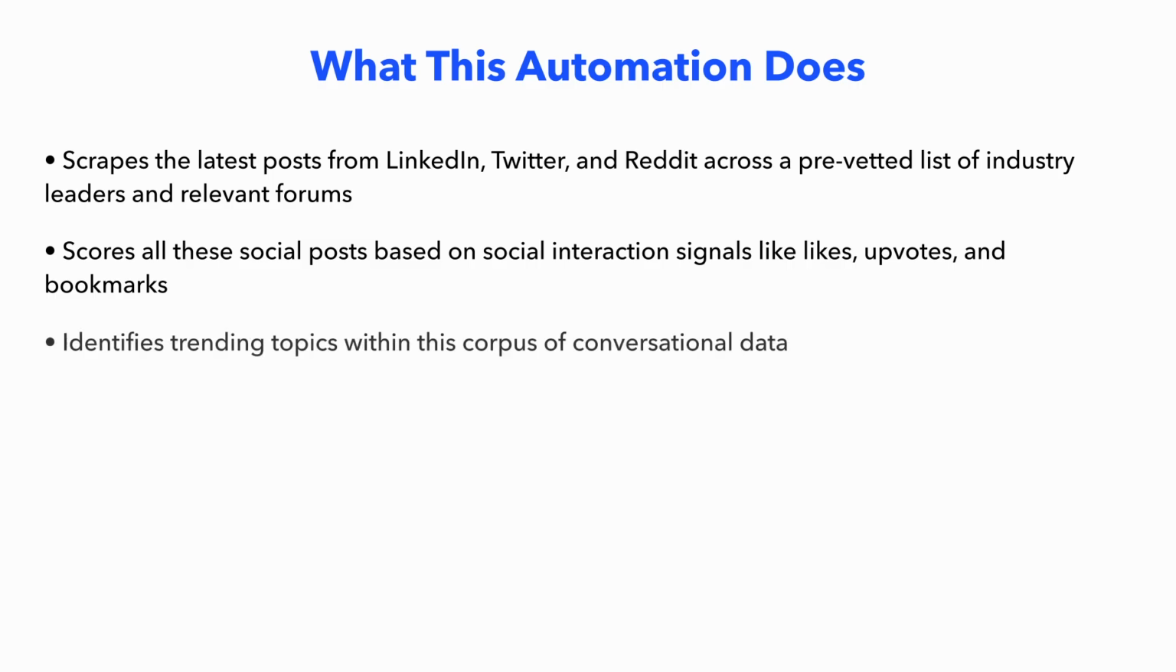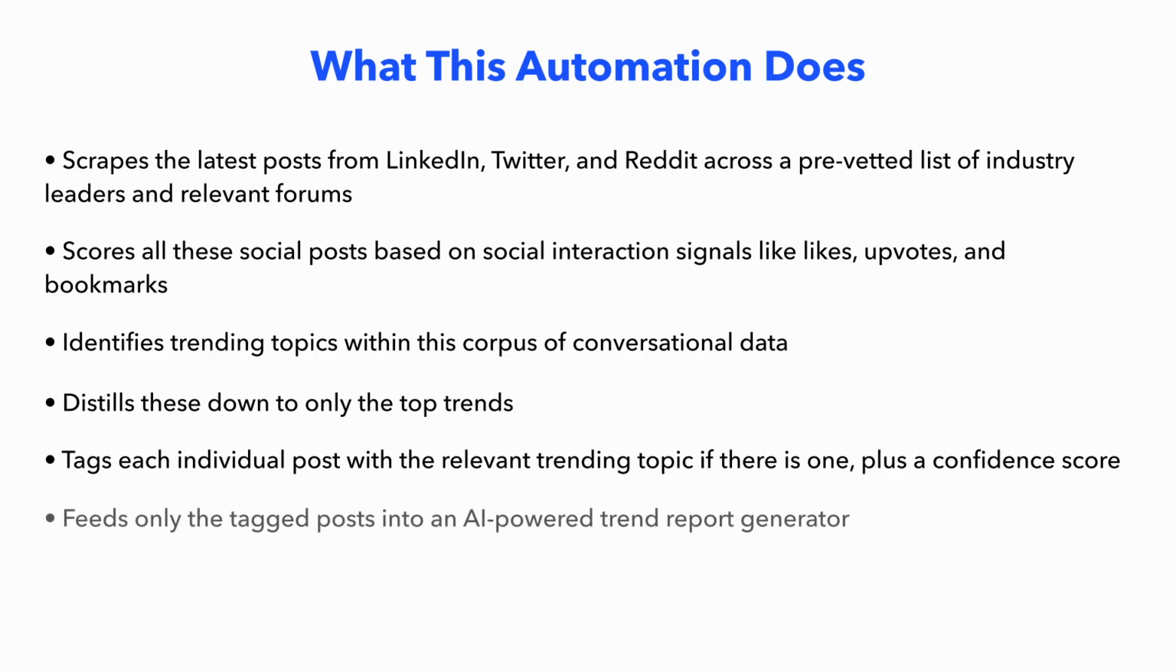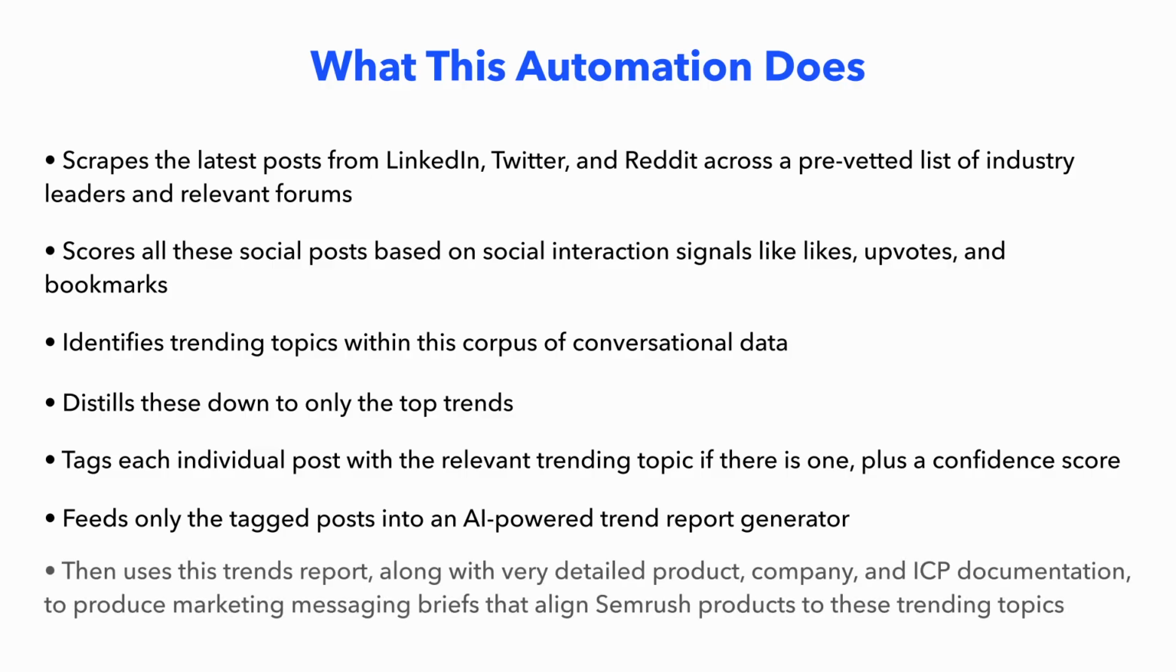It will then identify trending topics within this corpus of conversational data that we've scraped. It will distill that data down. So once we've identified the trends, we distill it down to only the top 10 trends each week. We then tag out each individual post with the relevant trending topic if there is one, and assign it a confidence score. We then feed all those tagged posts into an AI-powered trend report generator, and then using that trends report along with very detailed product, company, and ICP documentation, we're able to produce marketing messaging briefs that align Semrush products with these emerging trends.